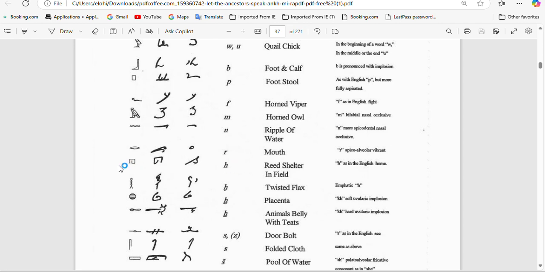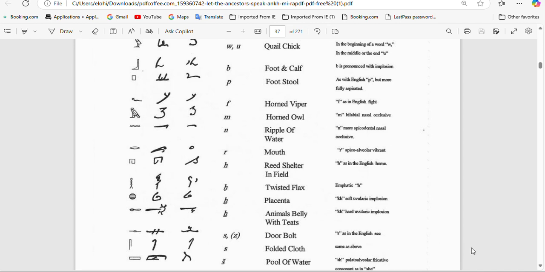This is an H, a reed shelter, H as in home. This is twisted flax. You see it in the other two scripts. Emphatic H, like ha. This is another H, placenta. You see it in the other two scripts. This is pronounced K. Then you have the animal belly with teeth. You see it in the other two scripts here that we mentioned before. And it's a K.